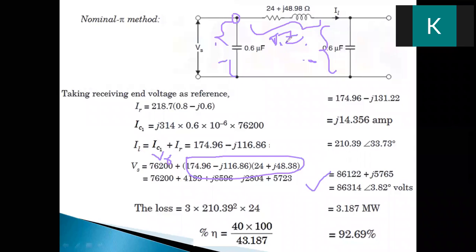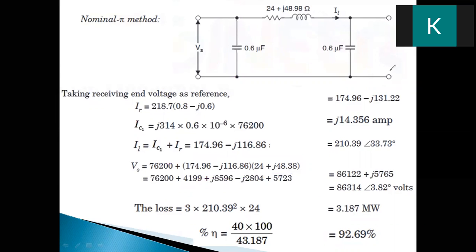No doubt. So these are the values. If we calculate, it comes around 92.69% efficiency of the medium transmission line if we use the nominal pi model.